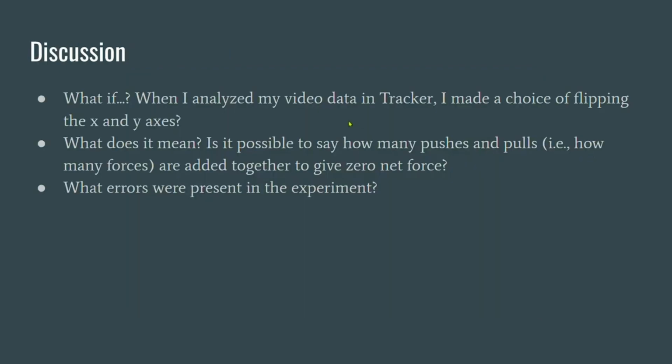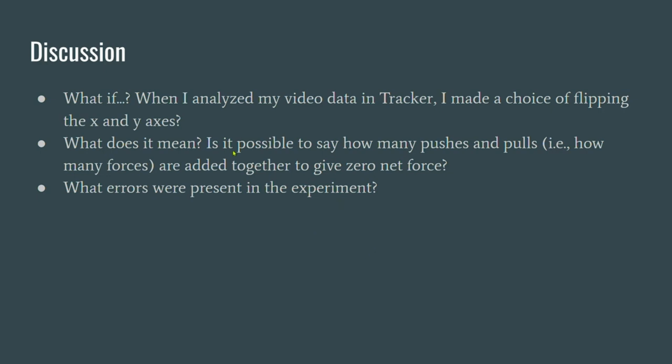What if, when I analyzed my video data in Tracker, I made a choice of flipping the X and Y axes? I said that the data would be reflected across the X axis. So the direction of the position and velocity would be flipped. Instead of a positive slope, it would be a negative slope. And the results would be the same because the magnitude of the position and velocity would also be the same.